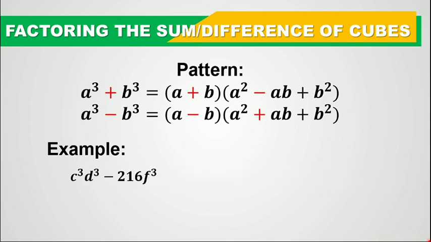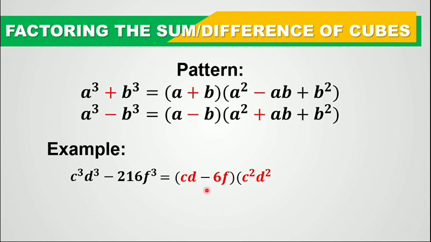What about this one? So let's get the factors of c cubed d cubed minus 216f cubed. So again, just get the cube root of the first term. So the cube root of c cubed d cubed is cd. And then minus, since this is minus, the cube root of 216f cubed, that's 6f. And then the other factor would be, so just get the square of this first term. So quantity cd squared, that's c squared d squared.